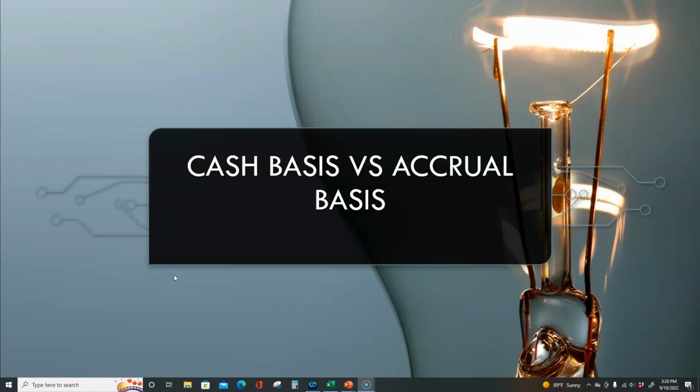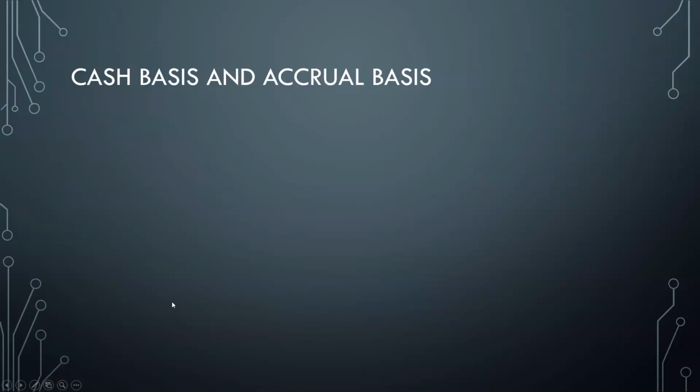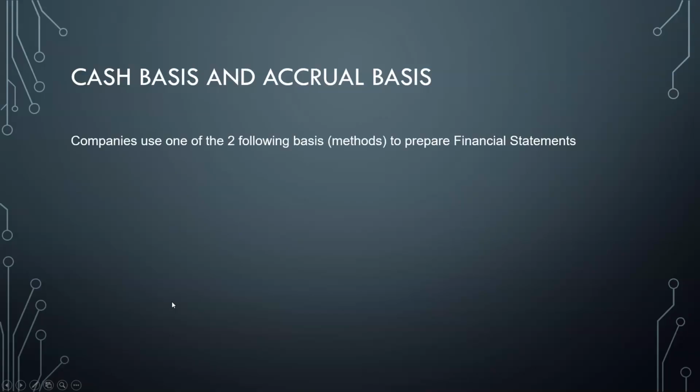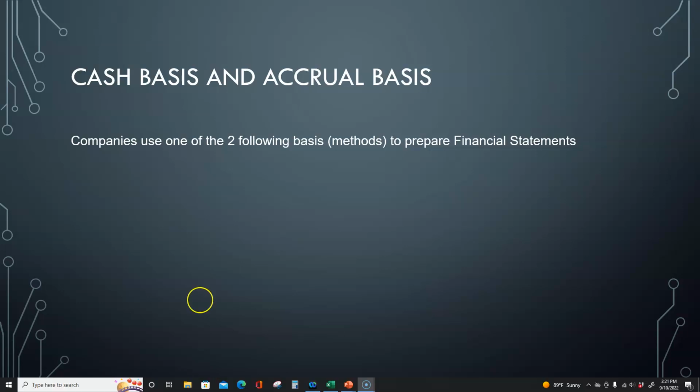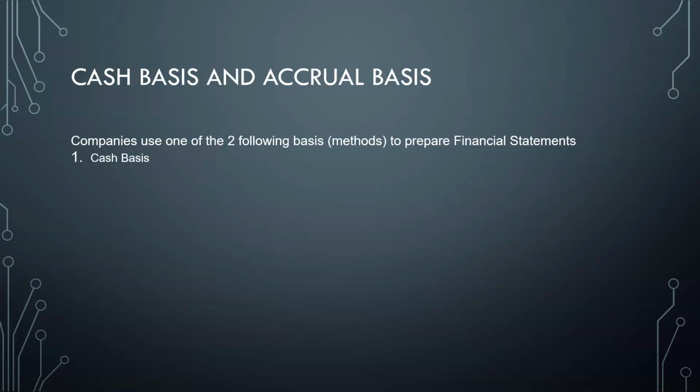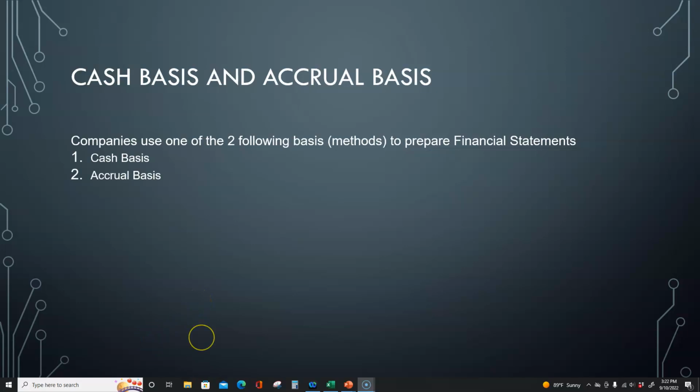In this video, we're going to look at the cash basis versus the accrual basis. In accounting, companies will use one of the two following bases, which is really methods to prepare their financial statements. The first method is called the cash basis, and the second method is called the accrual basis.